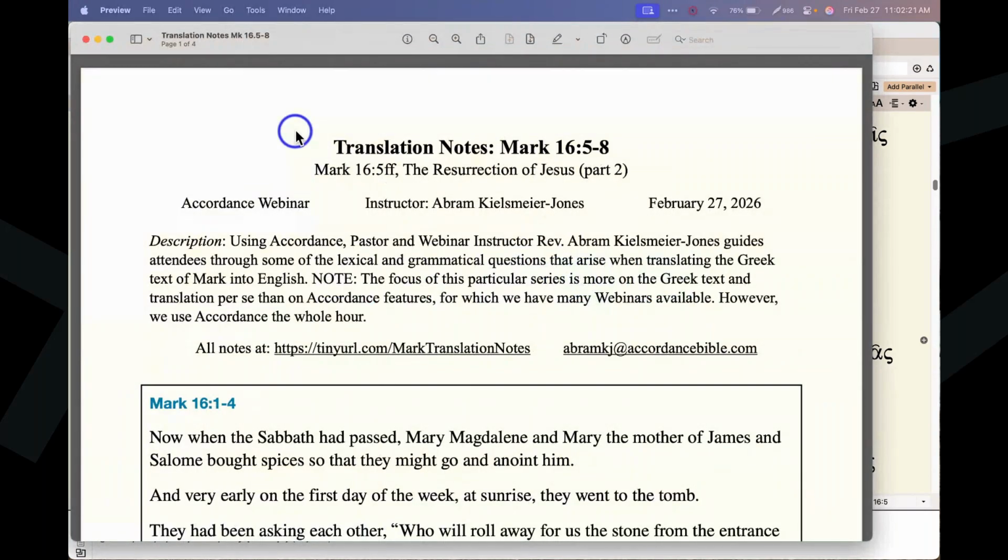But today, Mark 16, 5 through 8, the resurrection of Jesus. This is part 2 of Mark 16, 1 through 8. Of course, we looked at the first 4 verses last time.